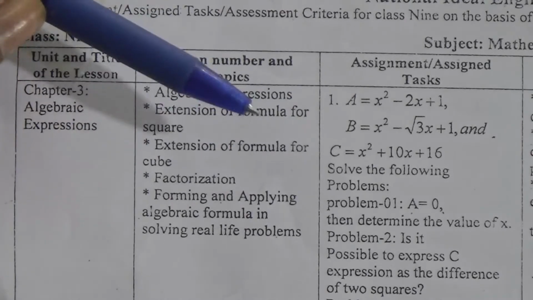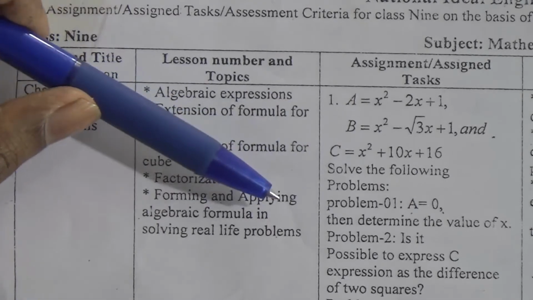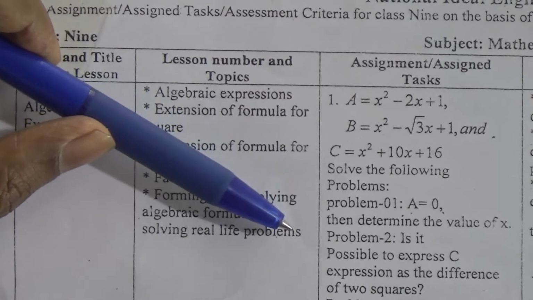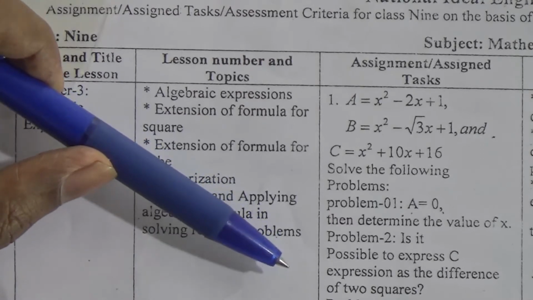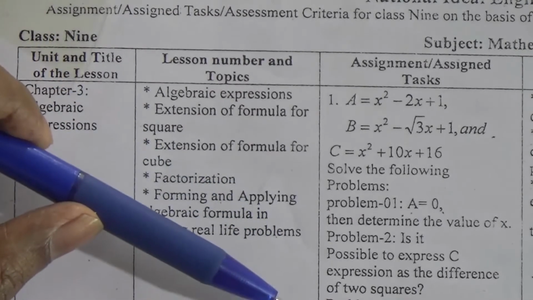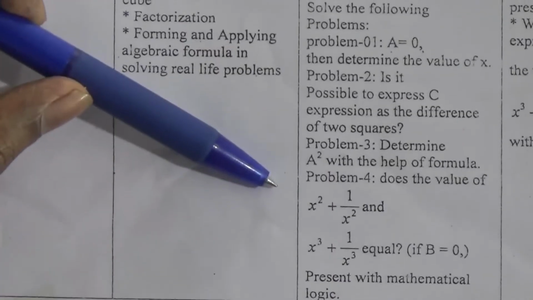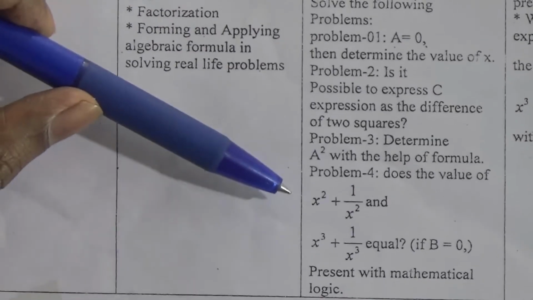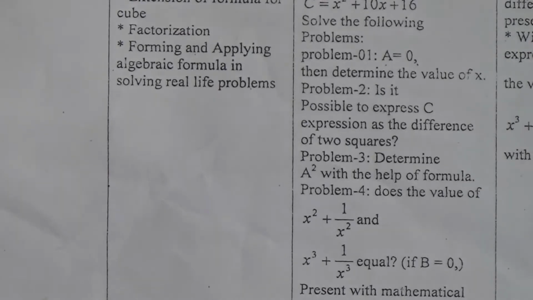Now solve the following problems. Problem 1: If A equal to 0, then determine the value of x. Problem 2: Is it possible to express C expression as the difference of two squares? Problem 3: Determine A square with the help of formula. Problem 4: Does the value of these two are equal if B equal to 0? Present with mathematical logic.